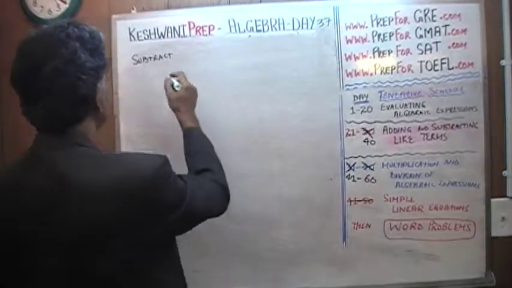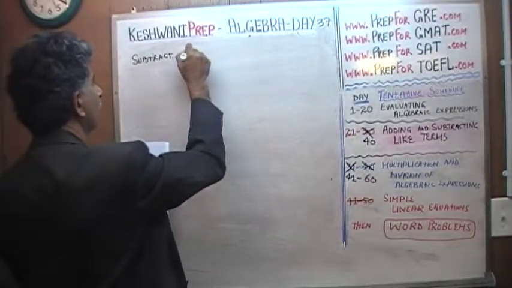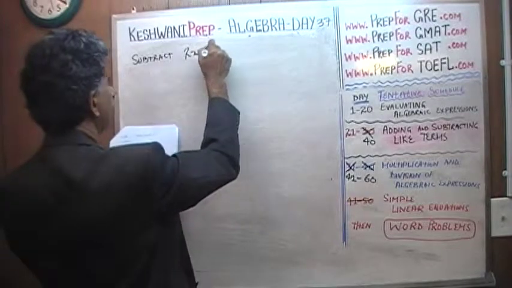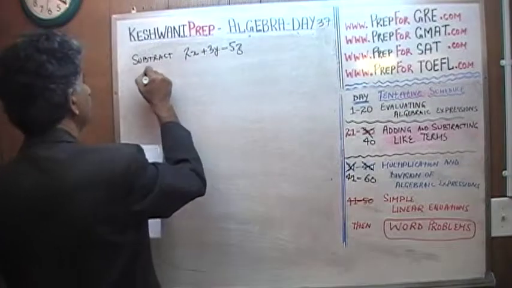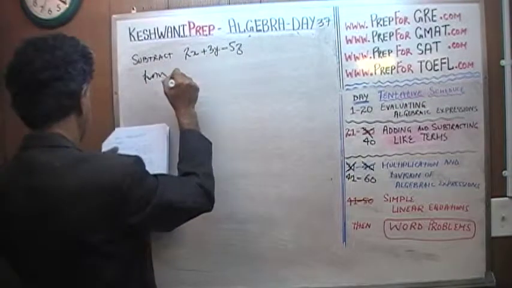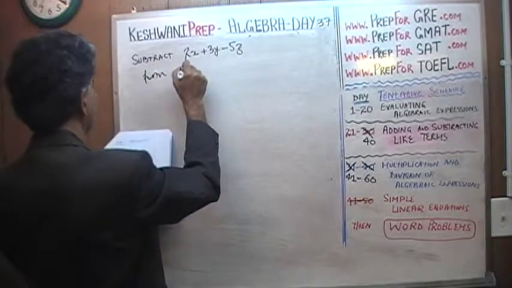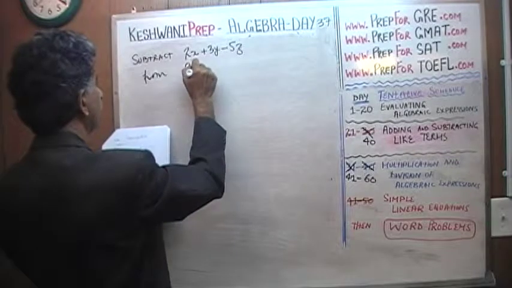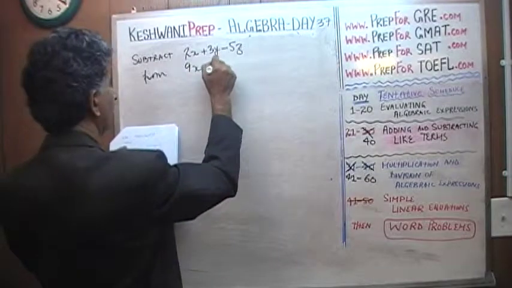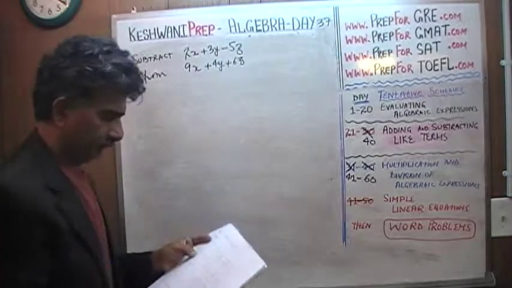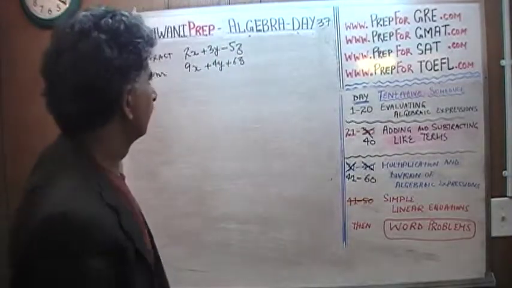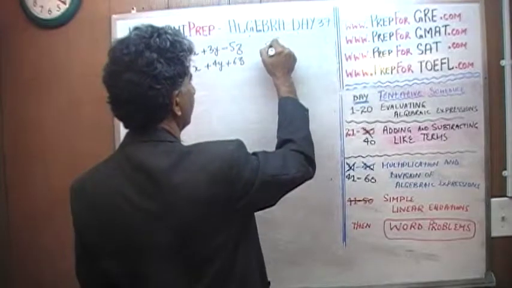Subtract 2x plus 3y minus 5z from 9x plus 4y plus 6z. Now this is where things can get confusing. Because here, what we're writing here is this.